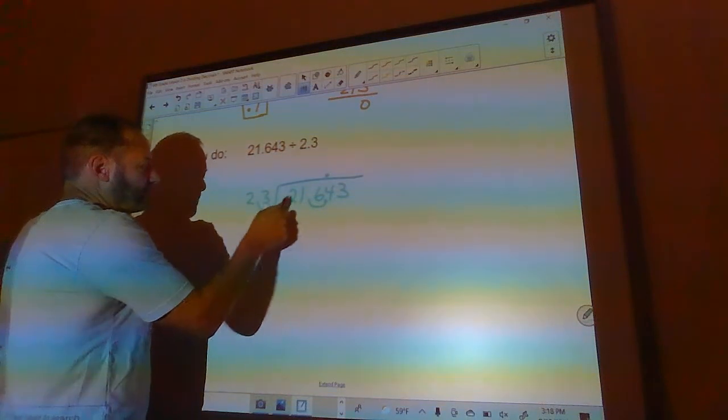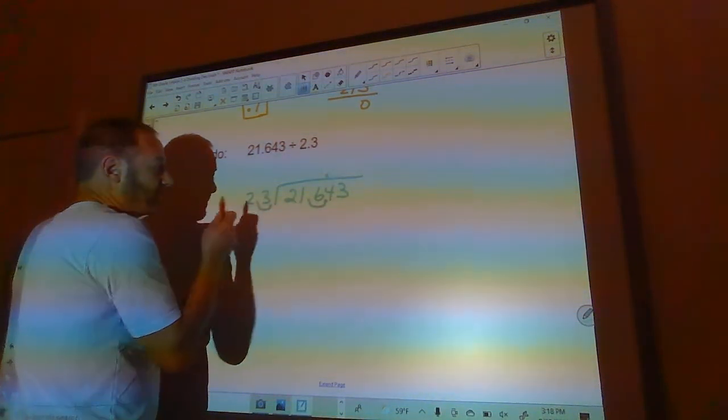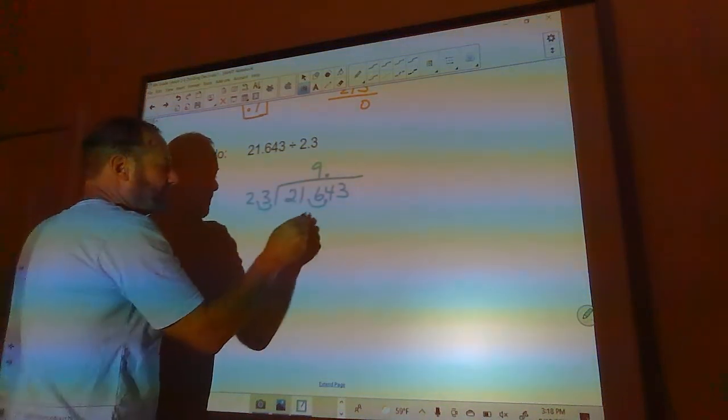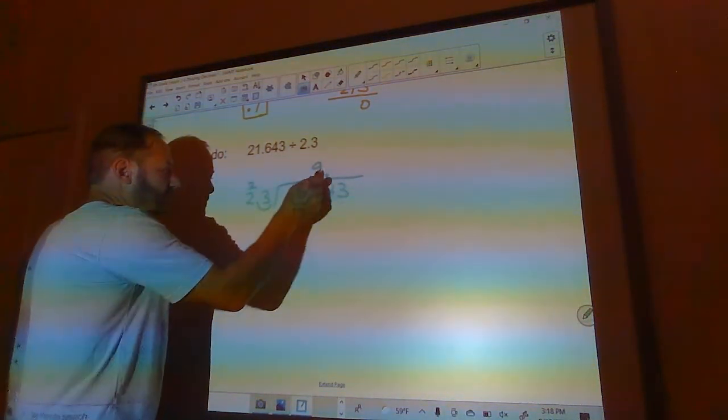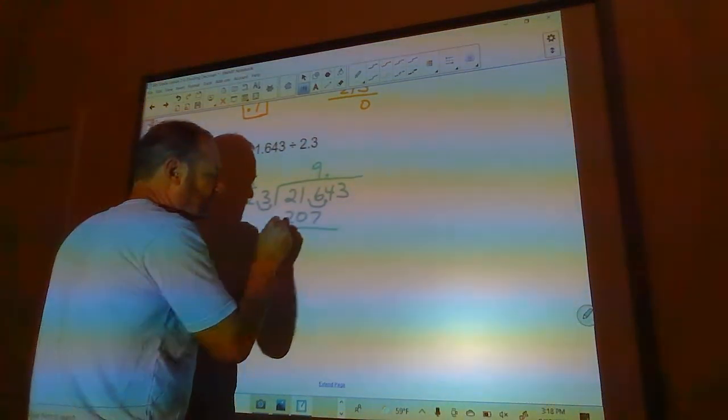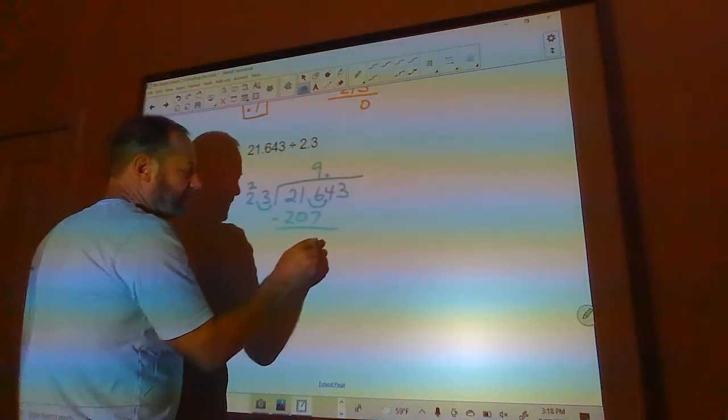23 will not go into 21, but it'll go into 216 probably about 9 times. So I'm going to guess 9 here. So 9 times 3 is 27. Carry my 2. That's going to be 1820. So that's going to be 9.